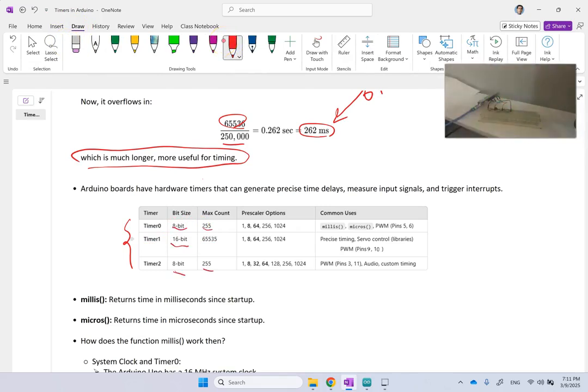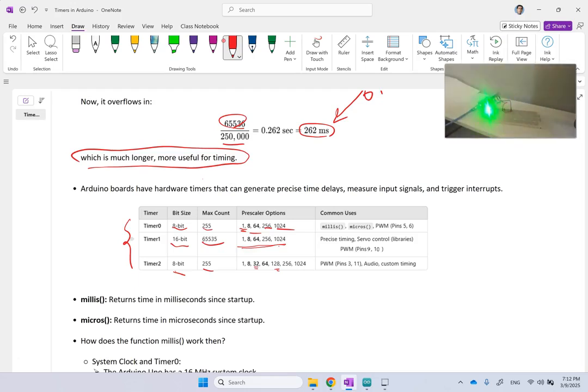So they can count a lot less than timer 1 can count. Now, what about the prescalers, the scaling down factor? Timer 0 has 5 prescalers: 1, which is like nothing, 8, 64, 256, and 1024. Timer 1 has similar prescalers, but timer 2 has a little bit more. It has 32 and 128 that these other ones don't have. Okay, so you see the difference between them.